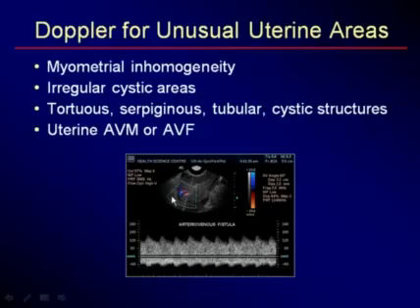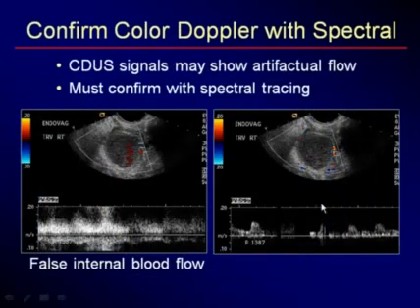Unusual areas in the uterus that are puzzling to us, turn on the Doppler. In this case, there was myometrial inhomogeneity with some little irregular cystic areas. We turn on the Doppler, and it's high flow with low resistance. It turns out to be an arteriovenous fistula. Could be an arteriovenous malformation. It was composed of tortuous, tubular, cystic structures that had an unusual pattern. Again, this is not something that would be surgical.